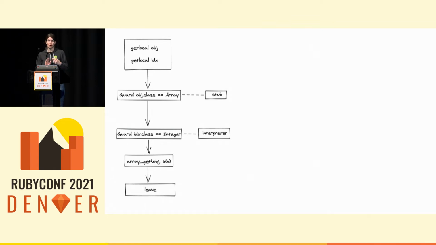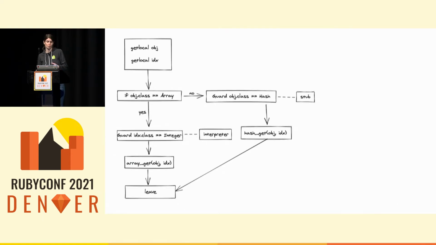Then if we call our get method a second time with a hash argument, we're going to install additional machine code that we patch into this program to handle the optimized hash get, and so on. So we're only generating as much code as we need to handle the types that we see in the program.